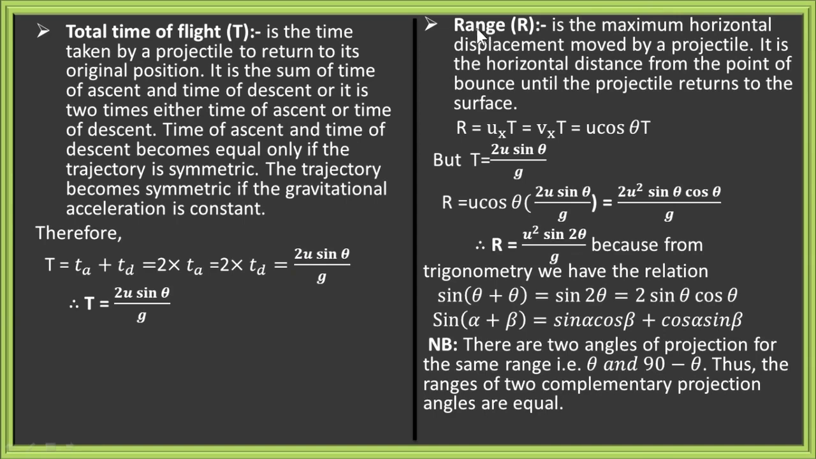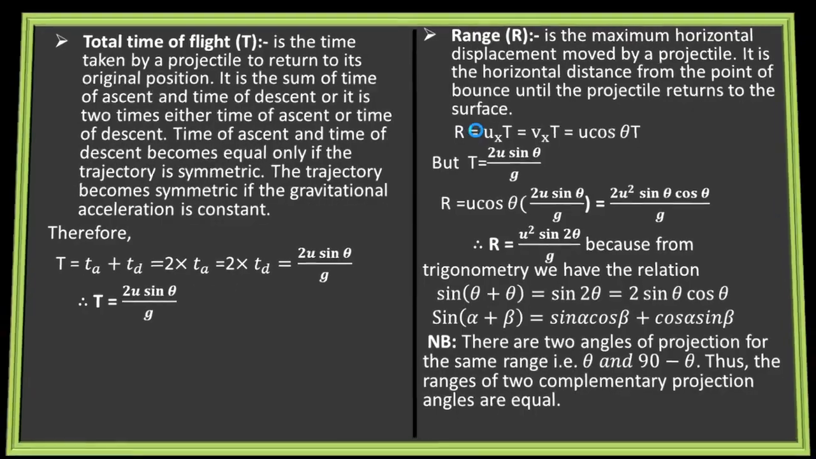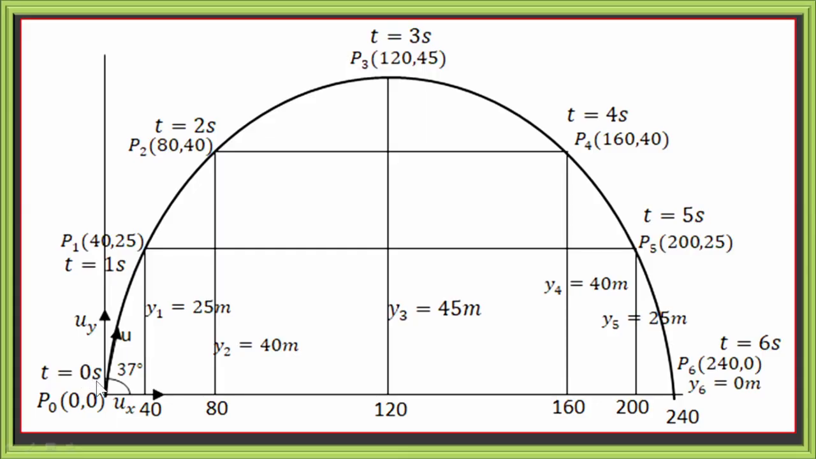Let us see range. Range is the maximum horizontal displacement moved by a projectile. It is the horizontal distance from the point of projection until the projectile returns to the surface. Let us see the previous figure. Look, this is the point of projection and this is the landing point. The maximum horizontal displacement or range here is 240 meters.